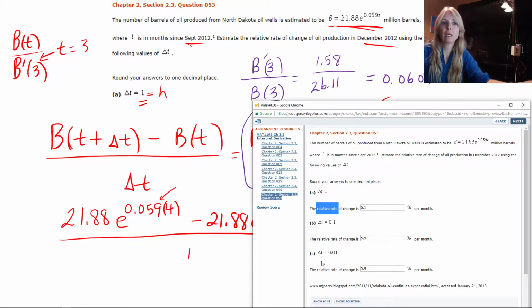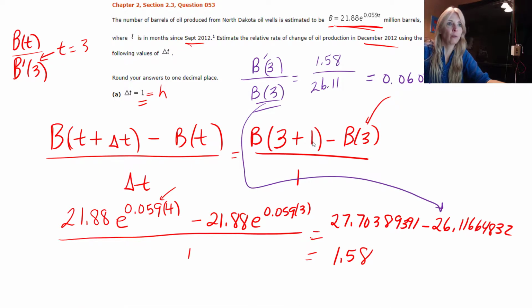You do the same thing for parts B and C. It's just this value right here is going to change to 0.1 and 0.01. So I leave that to you. But there you have it. Done deal. Good luck.